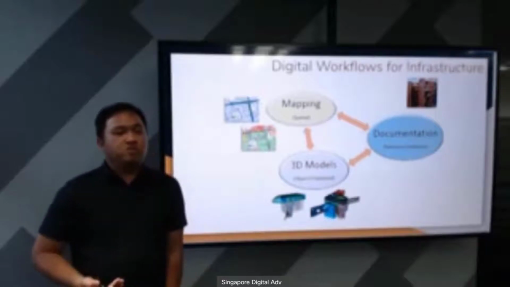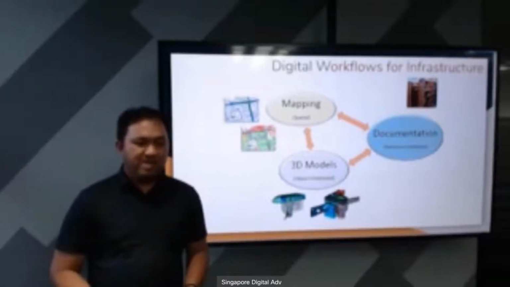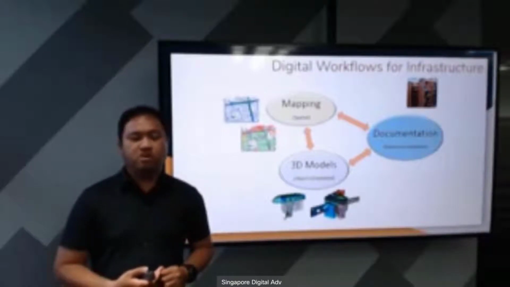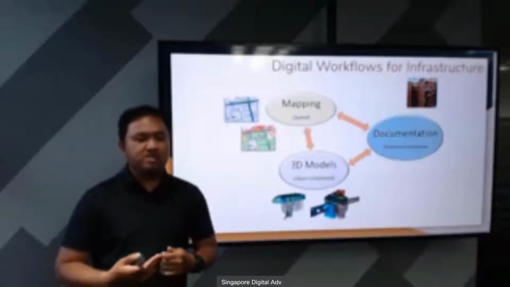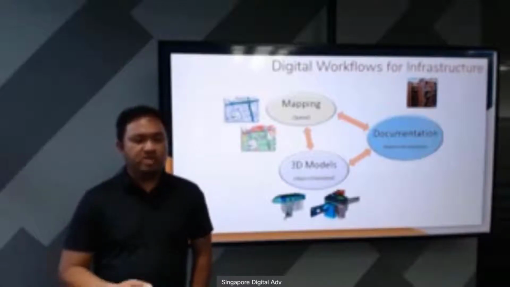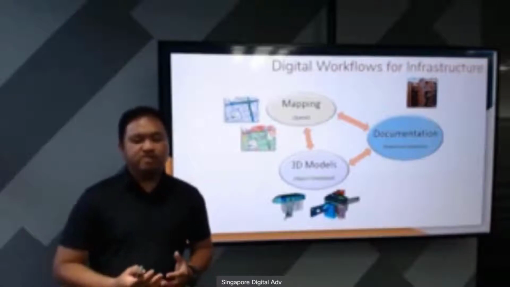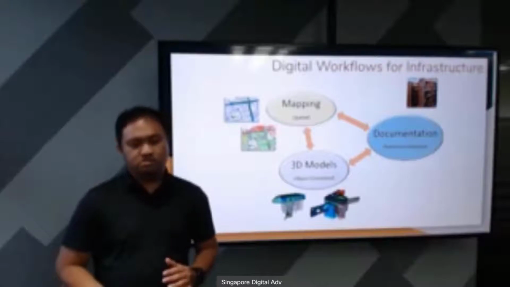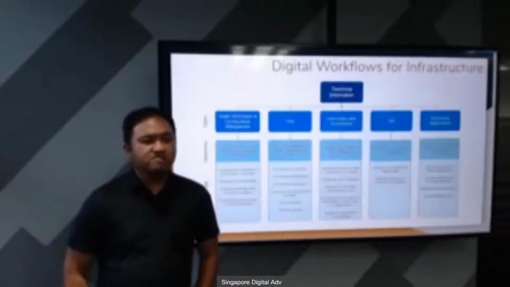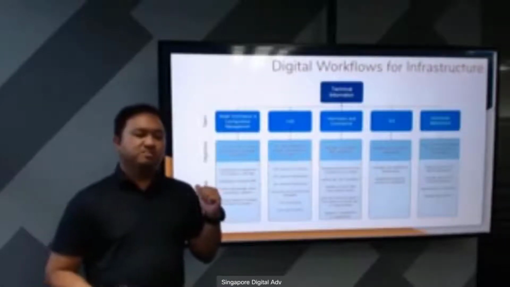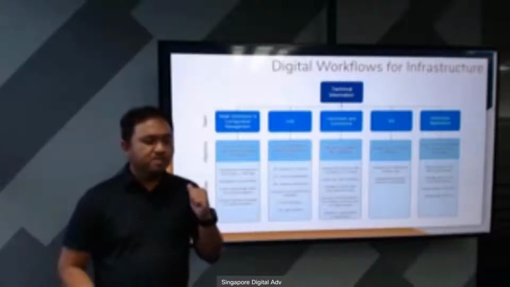This is a typical workflow for infrastructure. You have mapping, which is basically your GIS. You have your 3D models, which talks about your BIM models. And you have documentation, which is basically your tender documentation, submission to authority, and then your documentation for the handover. And there are 3 different data sets that allow the transfer of information between GIS, models, and documents. And that is captured in the digital BIM strategy coming from the Crossrail Academy.